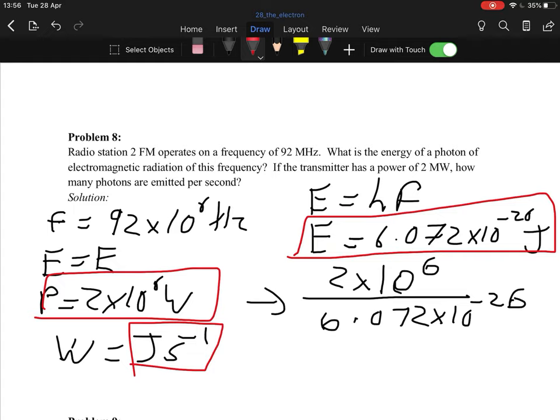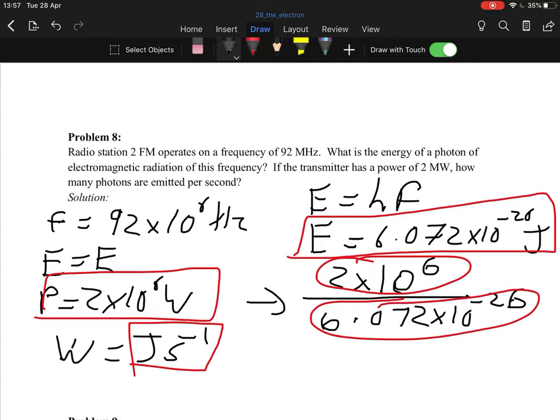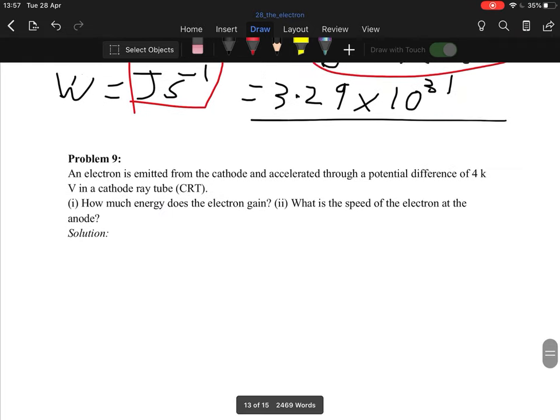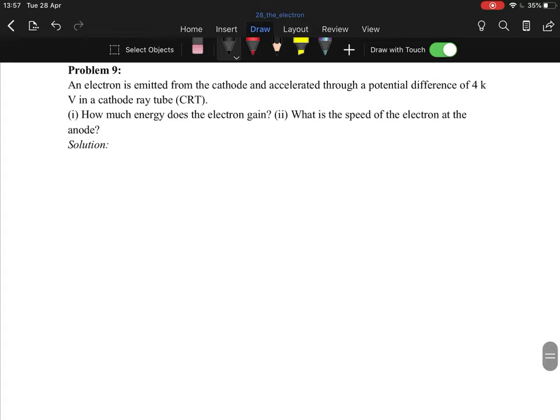So each photon has 6.072 by 10 to the minus 26 joules, and we're told that 2 by 10 to the 6 joules every second is emitted. Then therefore, to find out how many photons, we divide the total number of joules per second by the energy in joules of each photon, and that should give us 3.29 by 10 to 31 photons. Okay? So that was a bit tricky. You have to remember power equals joules per second. So in 1 second, 2 by 10 to the 6 joules is the maximum amount passed. And each photon has 6.072 by 10 to the minus 26 joules of energy. So you just divide one into the other.